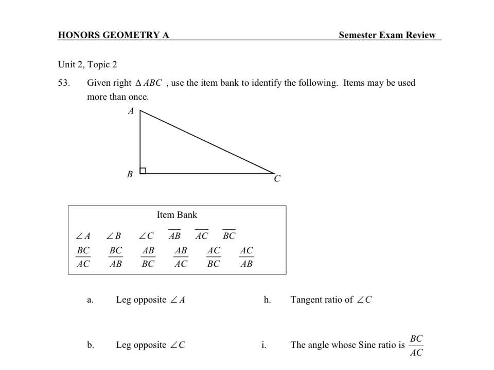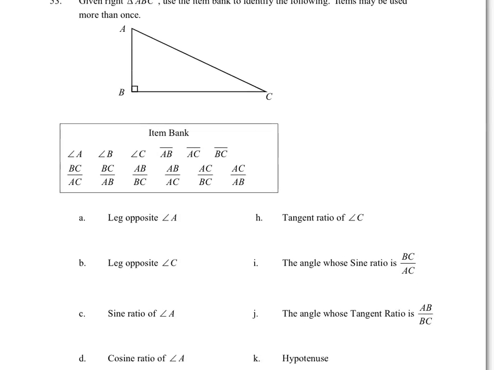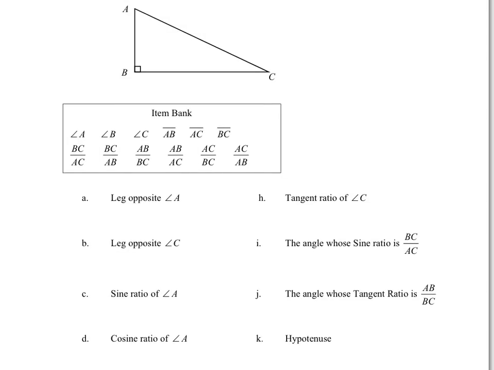Question 53. Given right triangle ABC, use the item bank to identify the following. Items may be used more than once. So we have the leg opposite angle A. If here's angle A, this is the leg opposite, which is BC. The leg opposite angle C, that's going to be this. So we have AB.